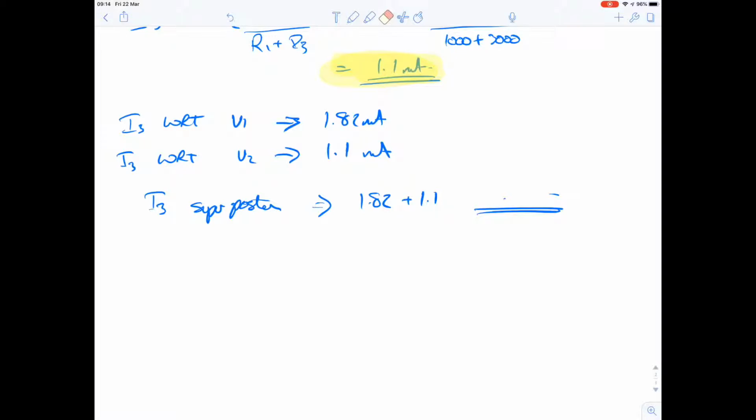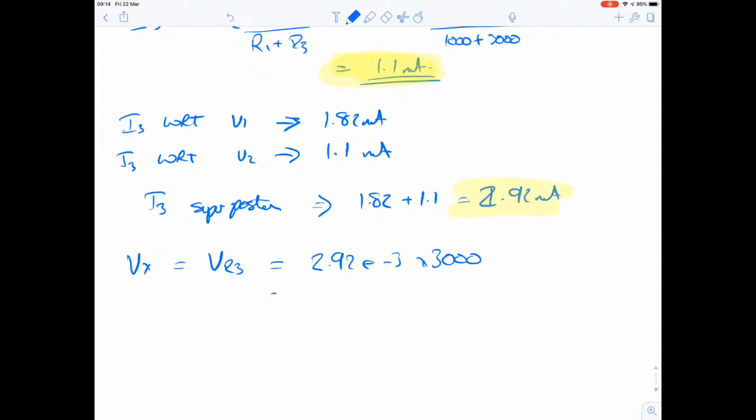Oh, I didn't mean to draw that out. What am I doing? Equals 2.92. Okay, that is my current that's flowing. Just to work out Vx, or the voltage across R3, is equal to 2.92 E minus 3 times 3000 ohms, which in this case is 8.76 volts.